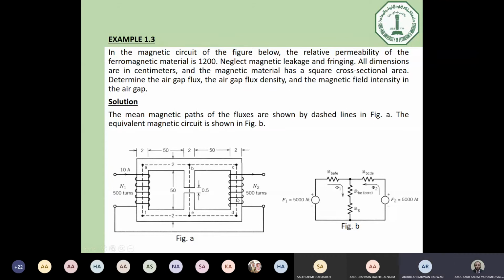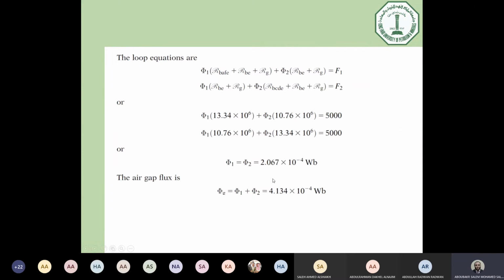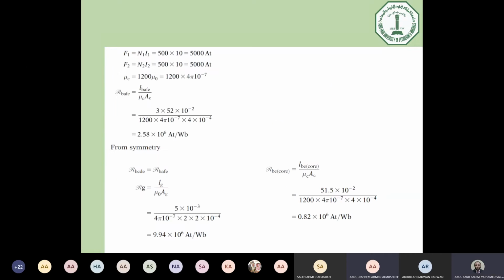Okay? Okay. Doctor, where did the 3 in the equation come from? Sorry? The 3 in the previous slide. Previous slide here? Yeah, 3 multiplied by 52.